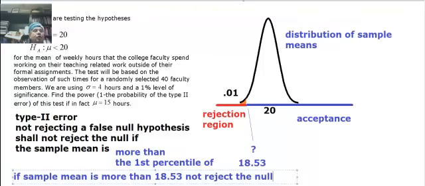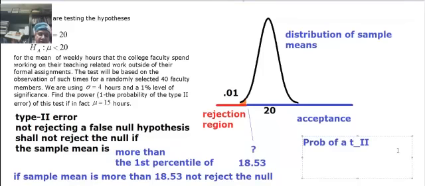So the type 2 error would be which probability? The probability of a type 2 error is the probability of having a value more than what?